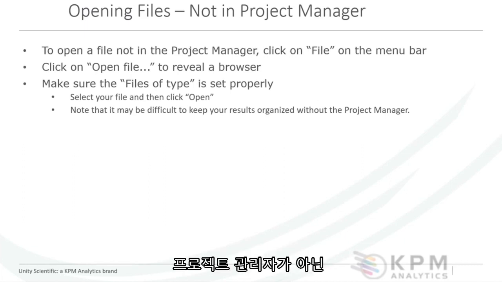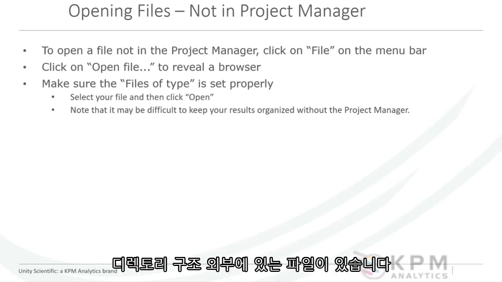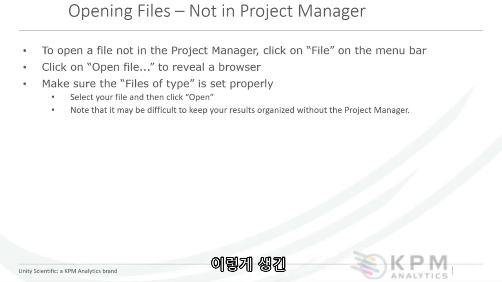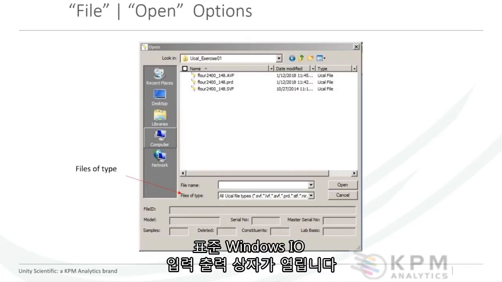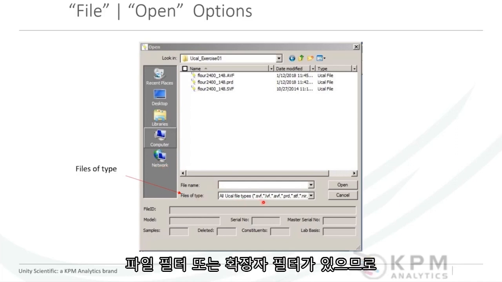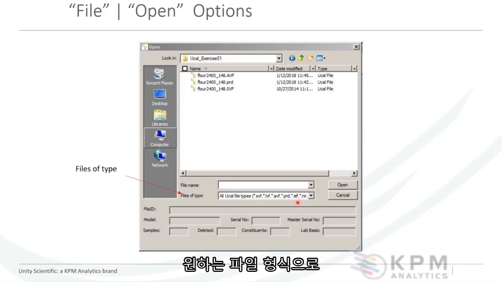If you've got files that are outside of the directory structure and not in project manager, you can click on file on the menu. It opens up a standard Windows input-output box that looks like this. You can navigate using your standard Windows functions, I think we all know how to do this. You can even get to network drives. There is a file filter or an extension filter here, so you can narrow it down by the file type that you're looking for.